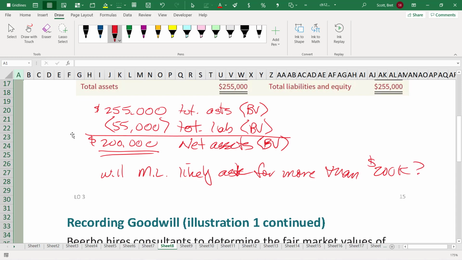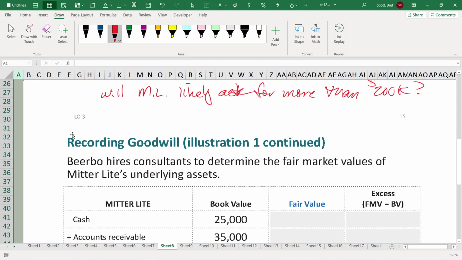Of course they will, because they know that from a book value perspective, the book value doesn't represent the current market value of all the individual assets or liabilities. So here's what we do next. This is typically what happens when a small target company is about to sell itself to a bigger company.